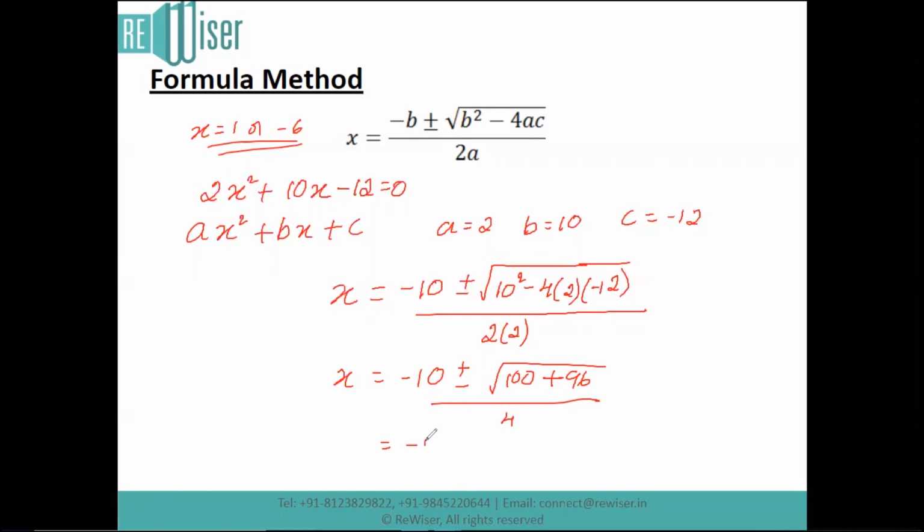So in this case, I can say minus 10 plus or minus root of 196, and the square root of 196 is nothing but 14, over 4. Since I have plus or minus, this can be split into two. It could be minus 10 plus 14 by 4, or minus 10 minus 14 by 4. This is positive 4 by 4, which is positive 1, and this is negative 24 by 4, which is negative 6. So these are the solutions for the given quadratic equation. This is how I can solve a quadratic equation using the quadratic formula.